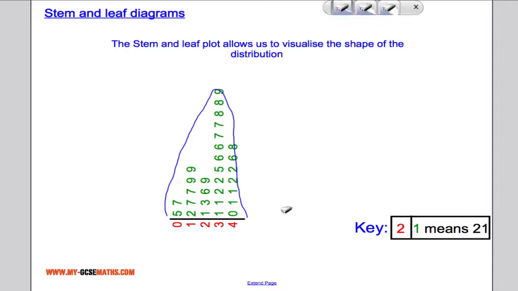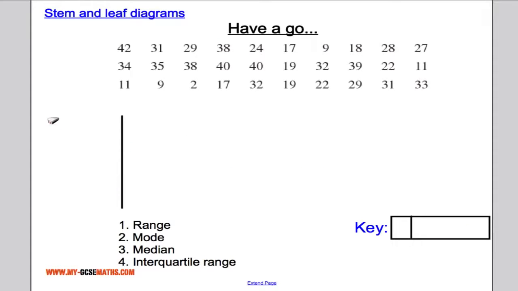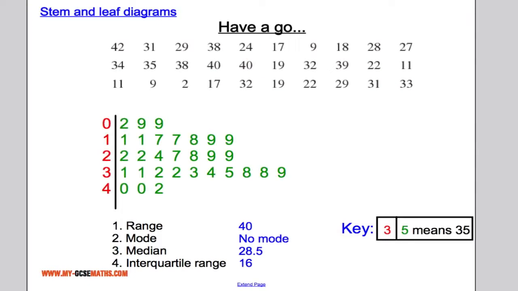And that's more or less everything you need to know about stem and leaf diagrams. So I'm going to give you a question to try. So if you pause the video and see if you can draw the stem and leaf diagram for this data set and answer the questions below. Right, so there's your solutions. Mark it off. Hopefully you managed to get it right.